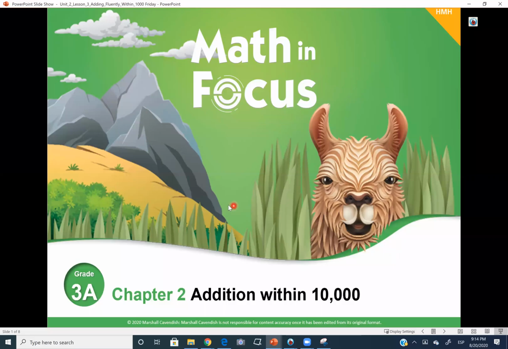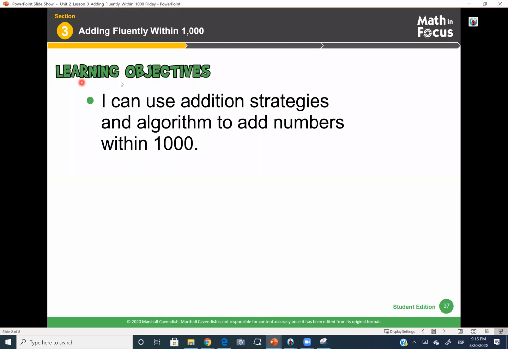Today we're going to be starting chapter number 2, addition within 10,000. The learning objective is: I can use addition strategies and algorithm to add numbers within 1,000. So let's start with a little problem.